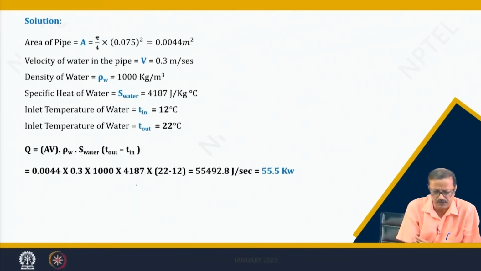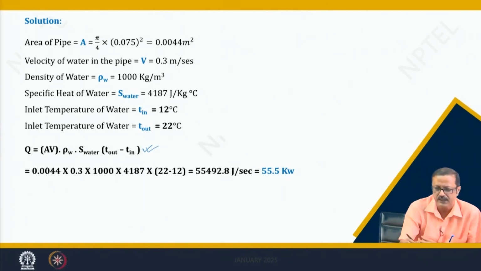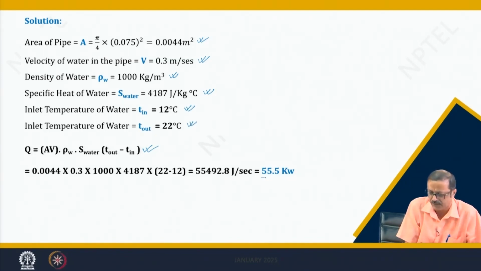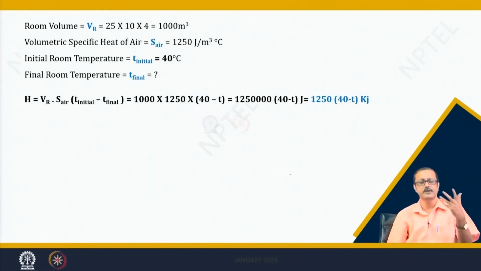I have found out this particular Q by virtue of the equation that we have discussed. This is my area, which I found out, V is already given, and rho and S, the density and specific heat of water, I know, along with the inlet and outlet temperature. If I put everything in, I got 55.5 kilojoule per second, which is the total Q, the heat flow that will be taken away from the room to the pipe's water.